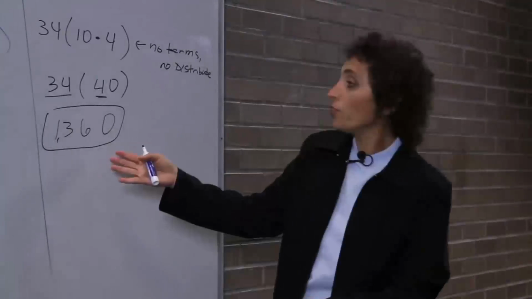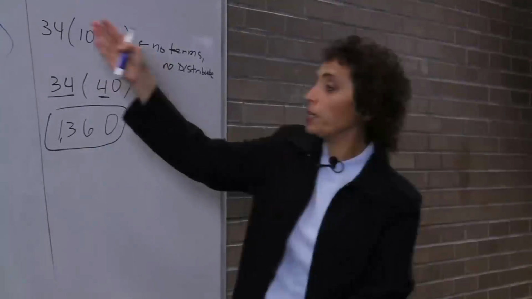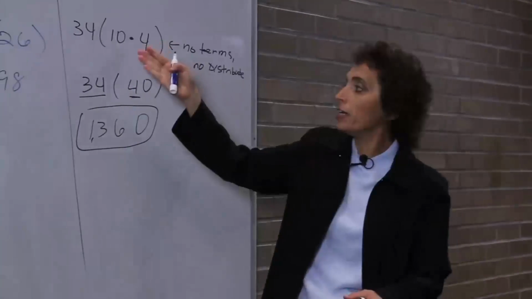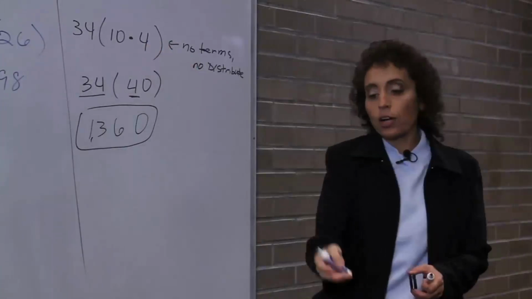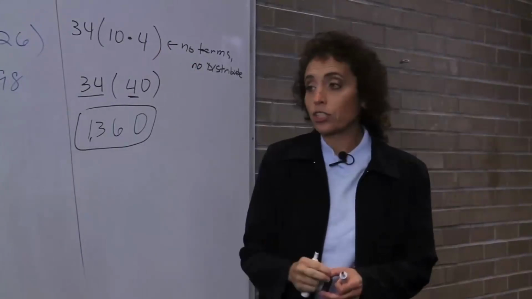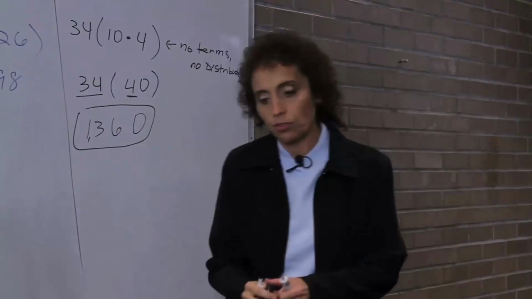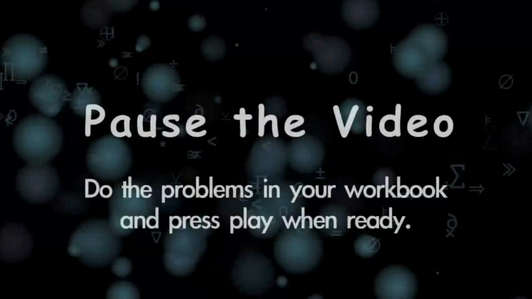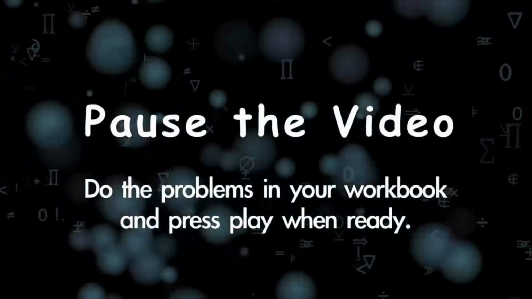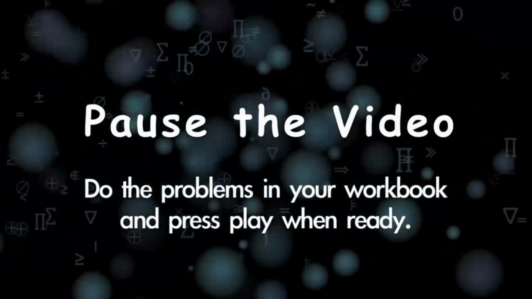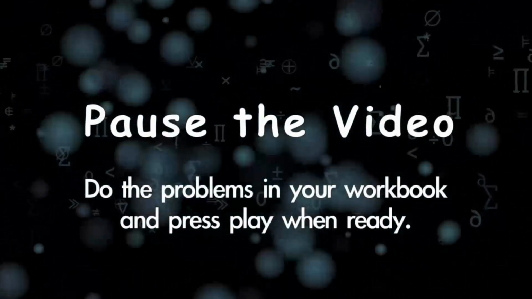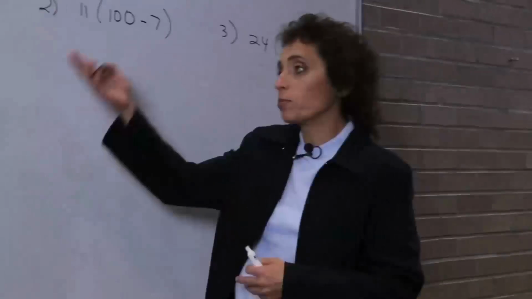Okay, so you see that sometimes you can use distributive property if you have terms, and sometimes you cannot if you do not have terms. Now, there are a couple more problems in your notebook that I'm going to ask you to do. So I'm going to let you have a couple seconds to do that, and then we'll check your answers. Okay, so I hope you did okay on these problems, but let's take a look.